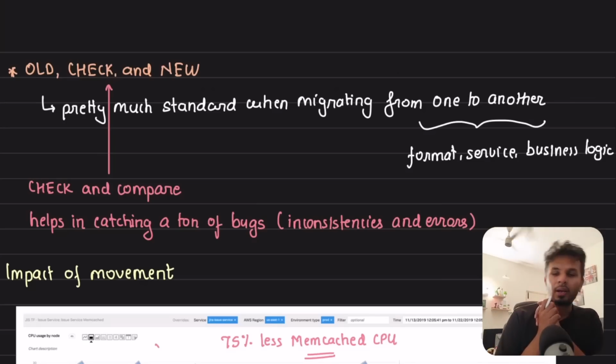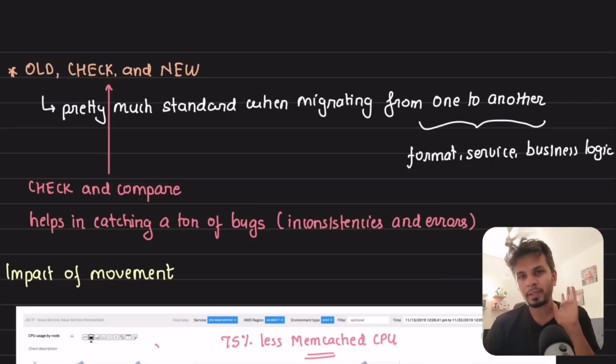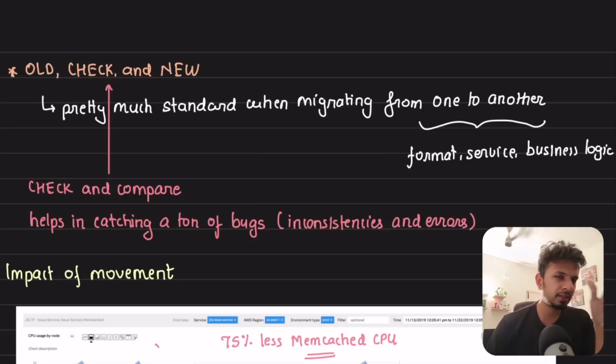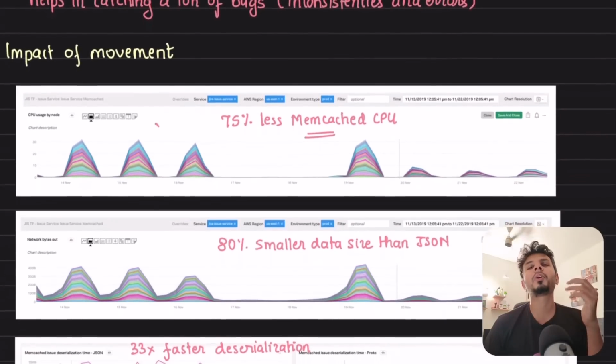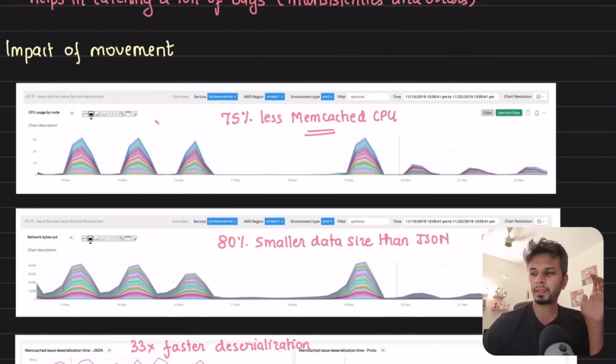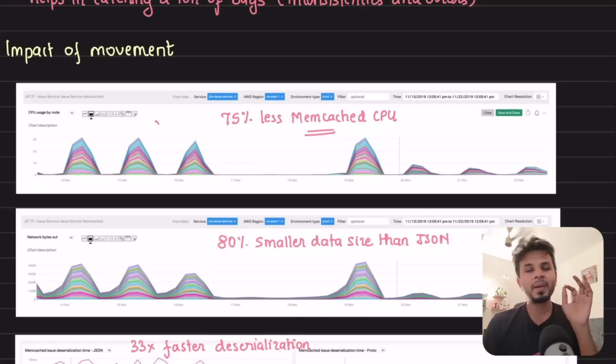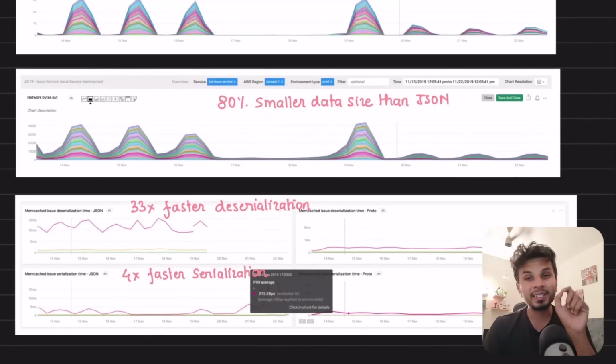Okay, now this is how the movement happened. Protobuf, everybody knows it's lightning fast, low on size, but let's look at the impact that it brought on Atlassian. The impact is simple, actually not so simple. The impact is actually fascinating. This is the time where the migration happened. After this, the Memcache CPU started consuming 75% less cycles. That's amazing. 75% less cycles on Memcache. 80% smaller data size than JSON. 80%. Look at this.